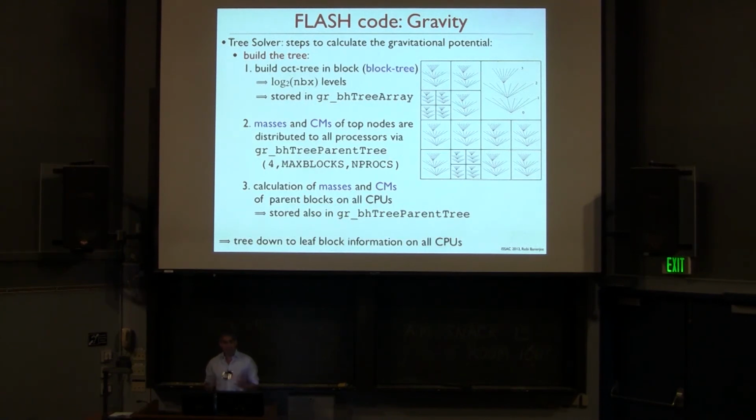This is then distributed to all processors, this information, in particular for the level 0 here, and the same is also done, speaking of the Paramesh AMR, for the parent blocks. Then this is also distributed to all CPUs, and so each CPU holds the top level tree of this distribution and knows all the masses and mass centers.